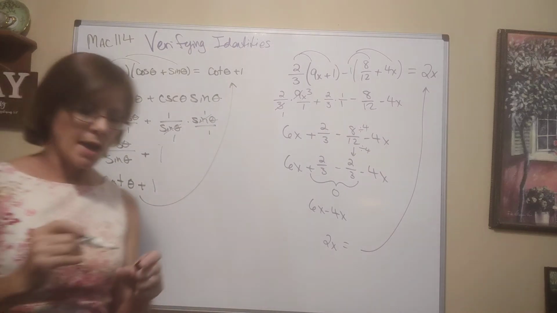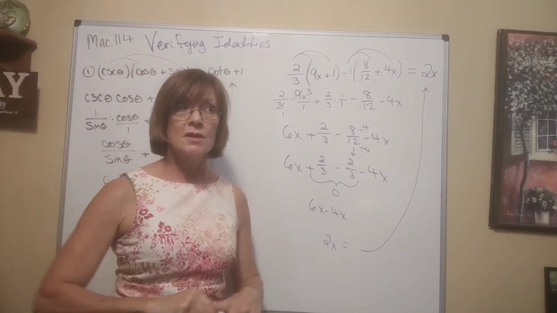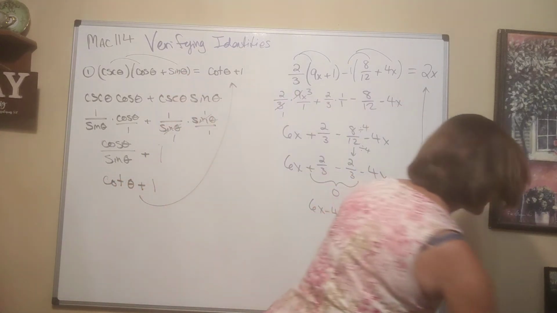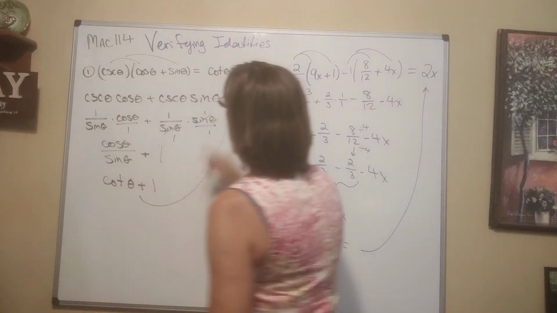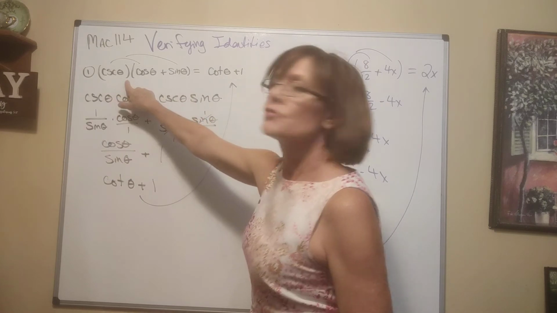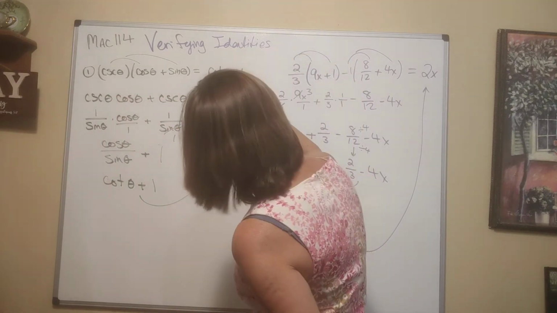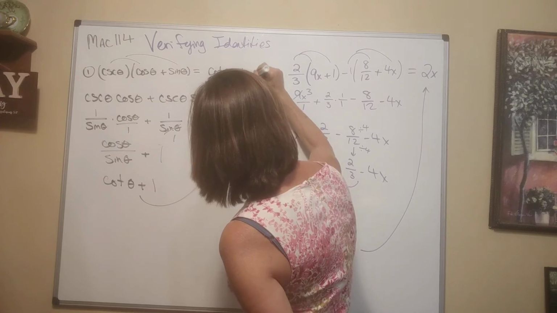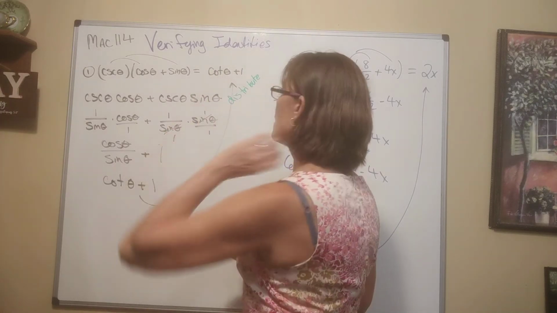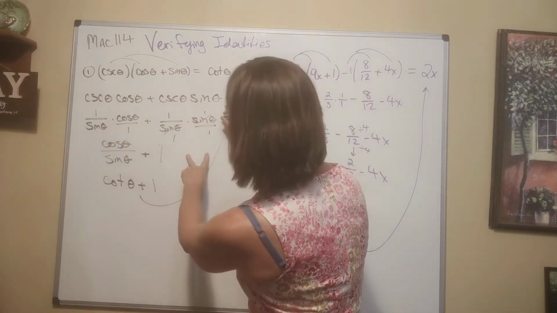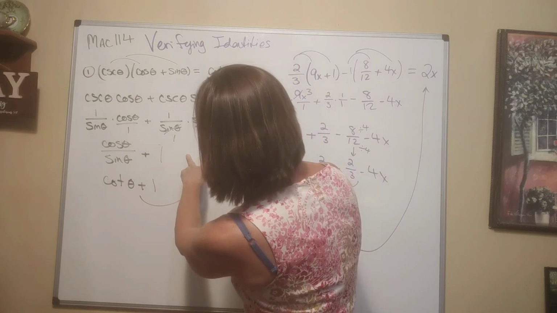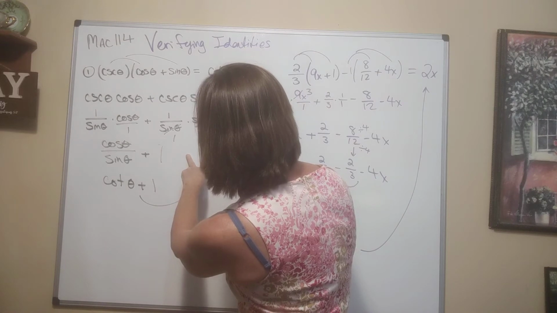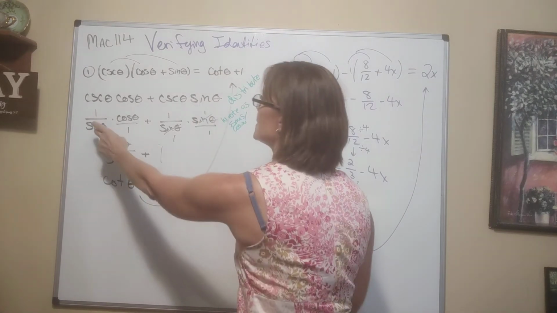Now, there will be times when I ask you to tell me what steps you used. So let's practice that with this one. What did I do here? I just distributed. So this is called distribute. Then what did I do here? Oh, I wrote in terms of sines and cosines.